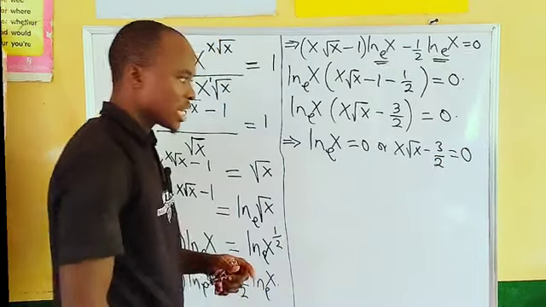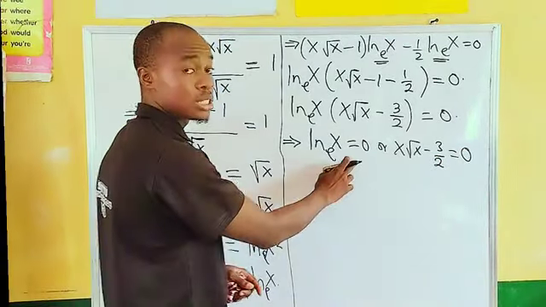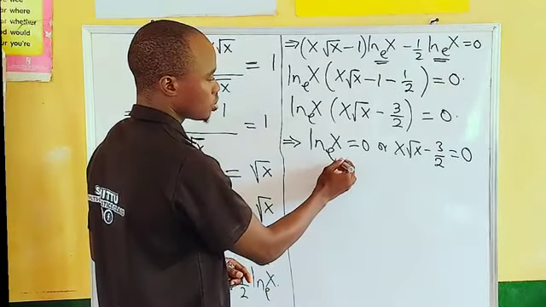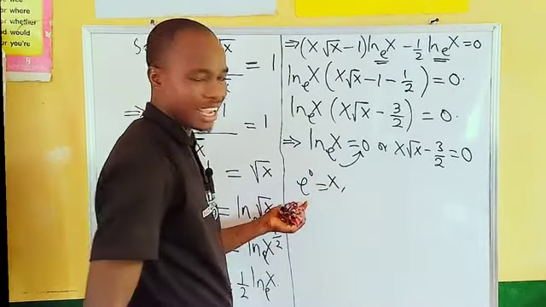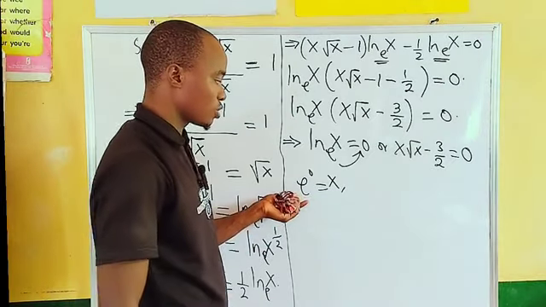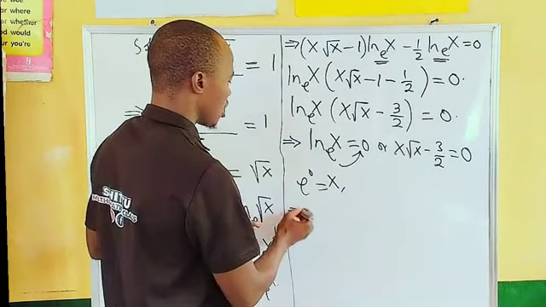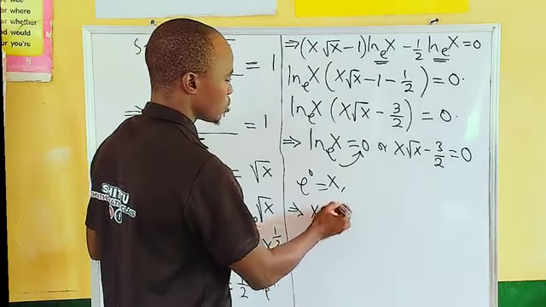So now from here, try to write this in this form. So this is going to be e to power 0 equals to x. And any quantity raised to power 0 is 1. So therefore, we have our x to be equals to 1. So that is the first possible solution to this problem.